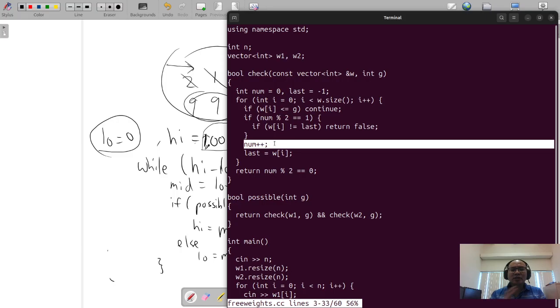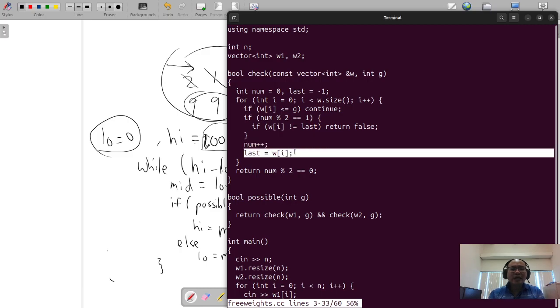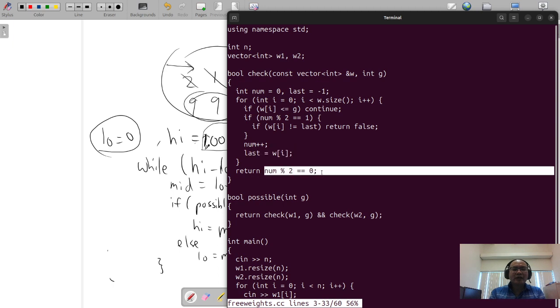Num++ just keeps track of how many things I have to keep and not move, and I remember what is the last one. And then at the end, I just make sure that I actually have an even number of things in the rec, right?